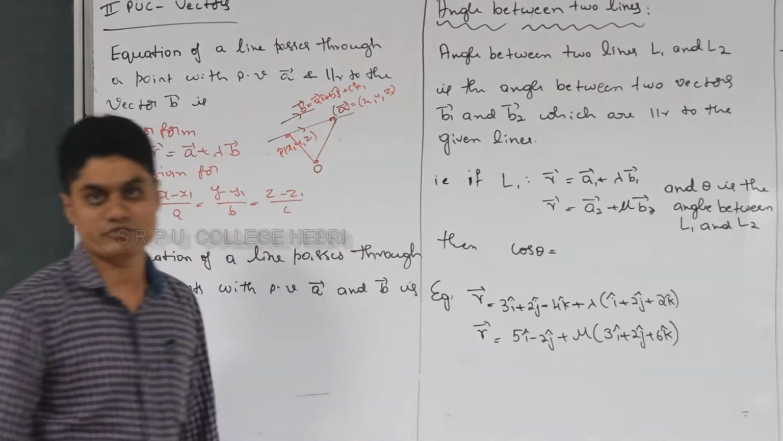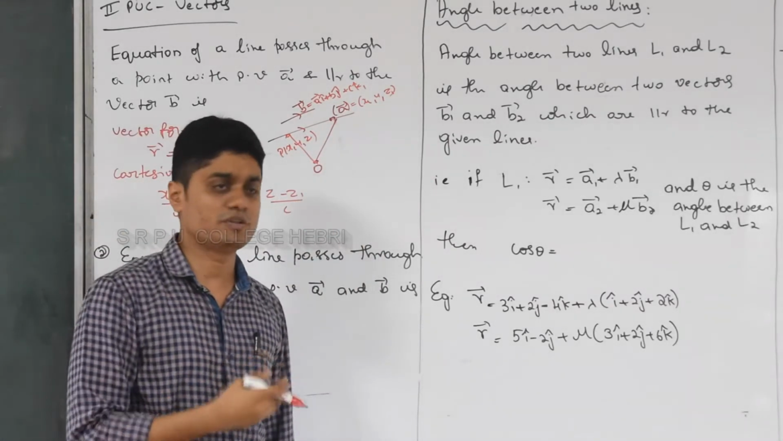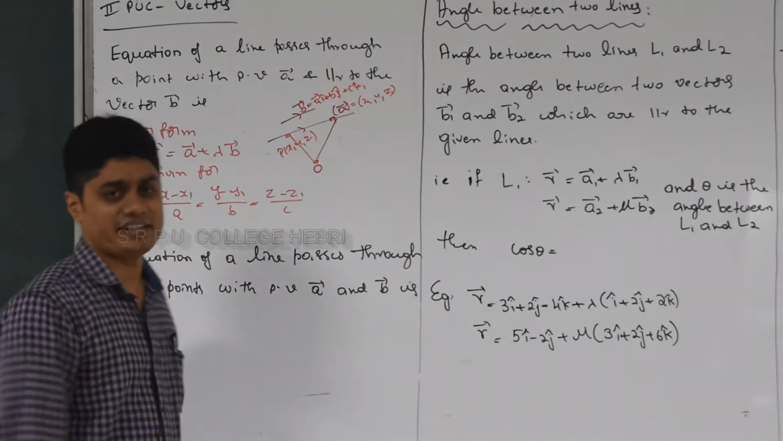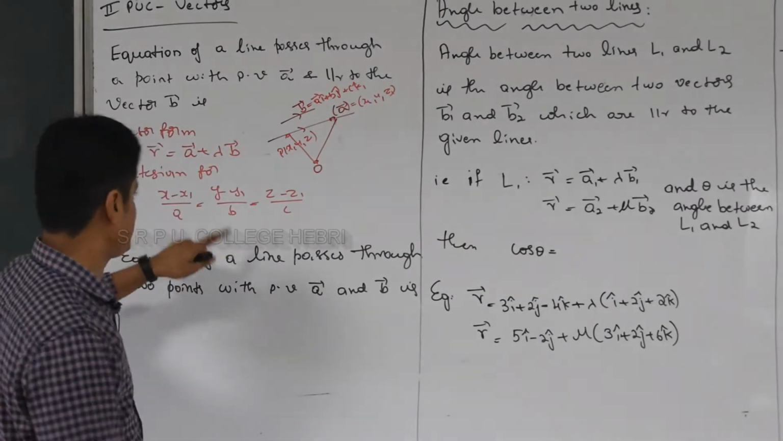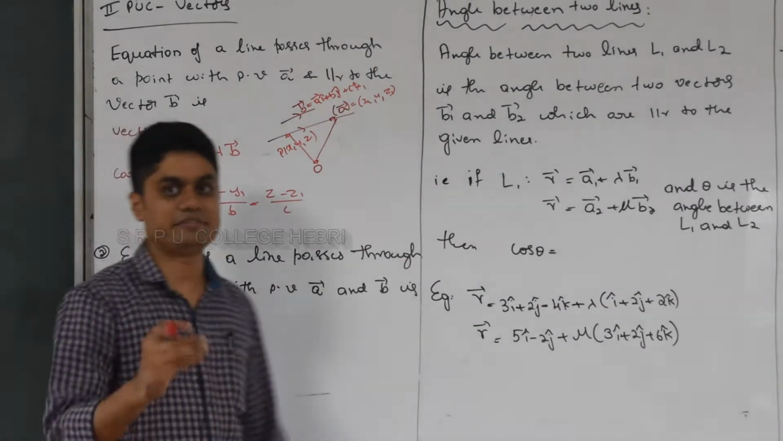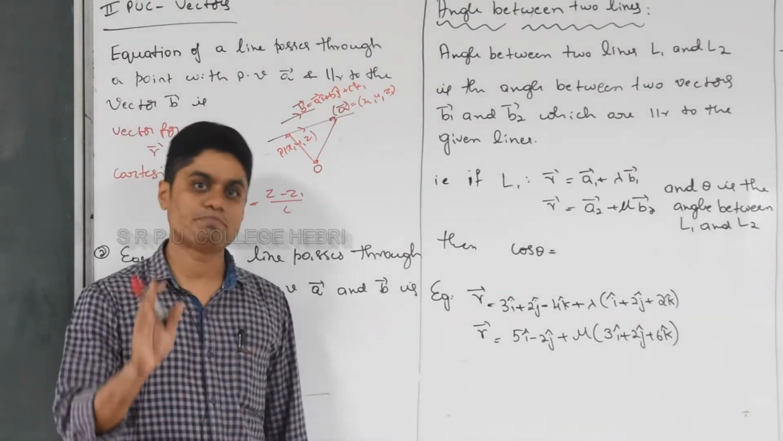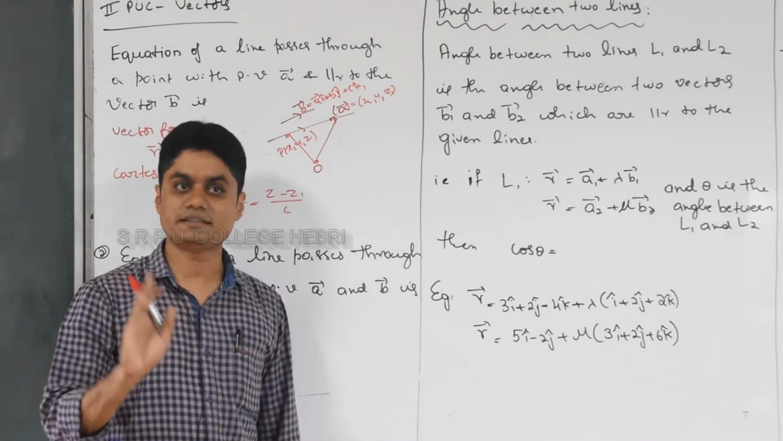So this is a derivation we did in the last class, and usually in the exam it is asked for 5 marks. When it is asked for 5 marks, they ask in both forms: derive the equation in the vector form as well as in Cartesian form. Be ready for that.